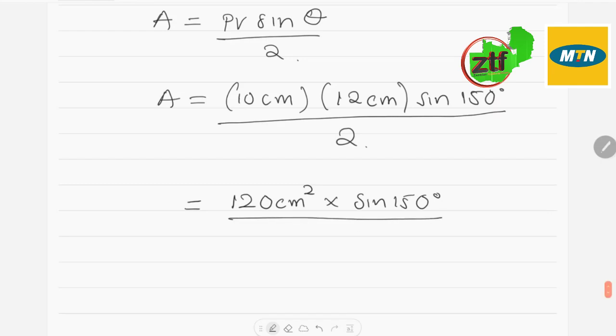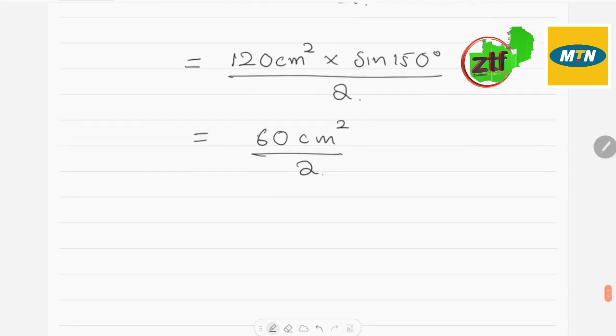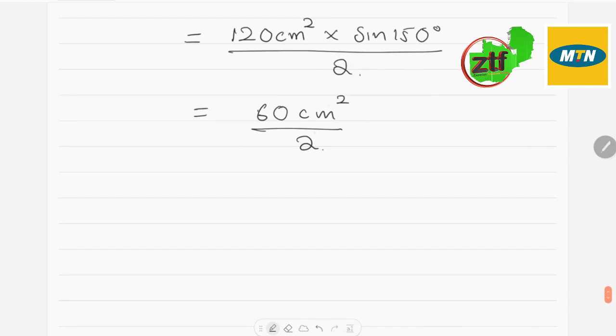150. You can use special angles to find the value of sine 150, but when you calculate, you would find that 120 multiplied by sine 150 gives 60 square centimeters, divided by 2. And so when you divide 60 square centimeters by 2, you get 30 square centimeters.